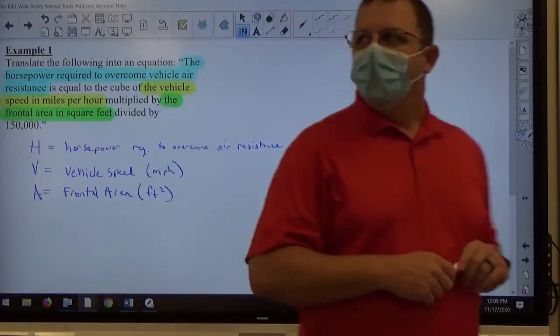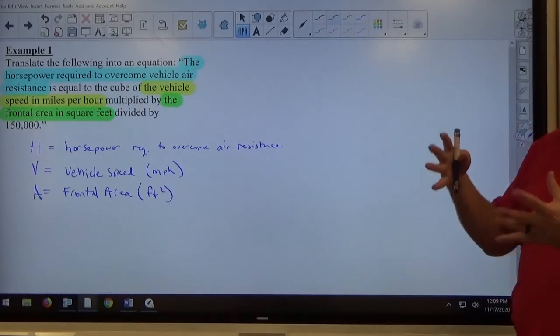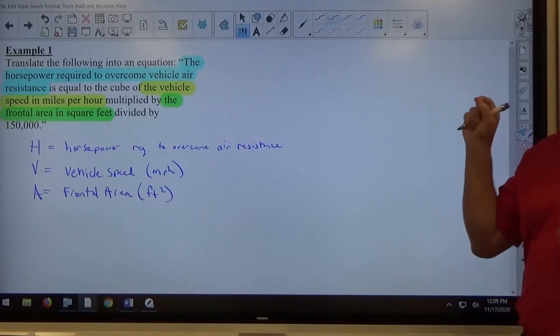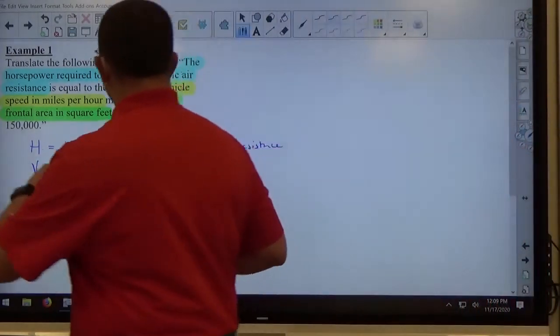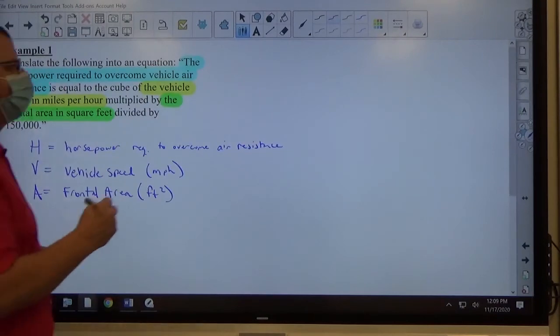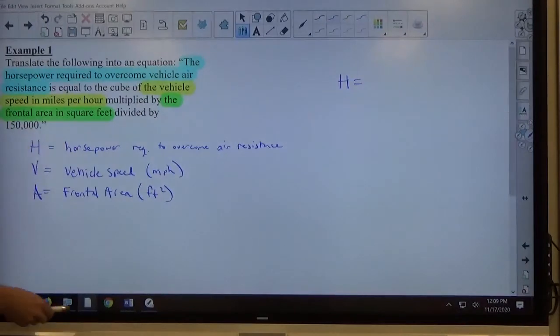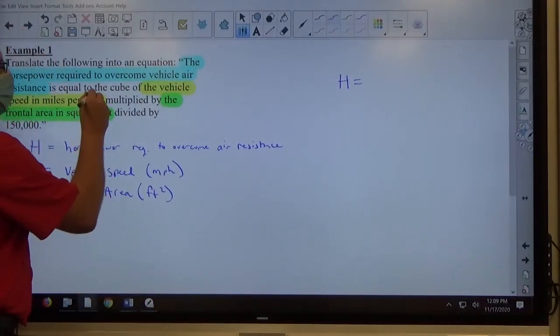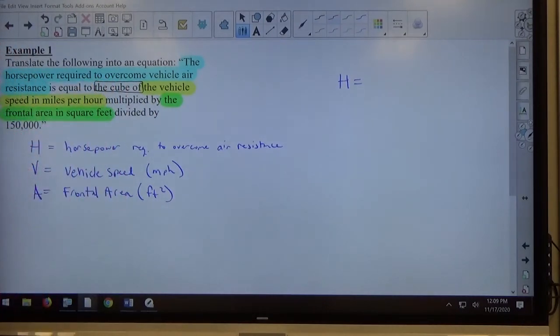So now that I've got variables to represent the things I highlighted, it's just a matter of taking the mathematical terminology in there and doing the math with these variables. So the blue highlight is H. H is equal to the cube of, which means to raise whatever the next thing is to the third power. That's what a cube is, third power.